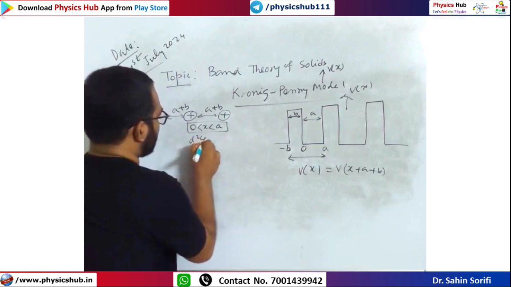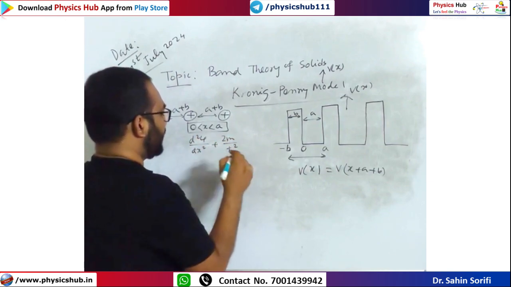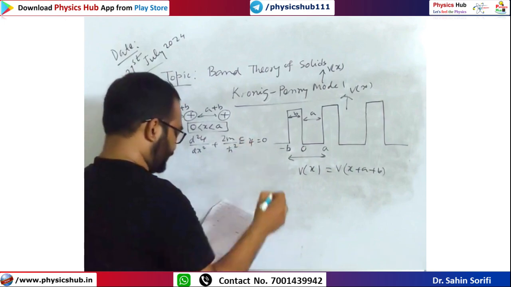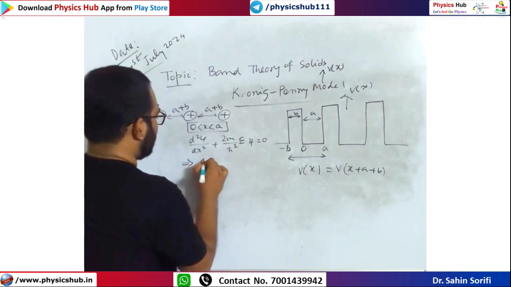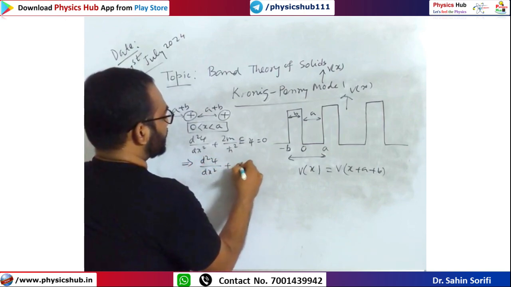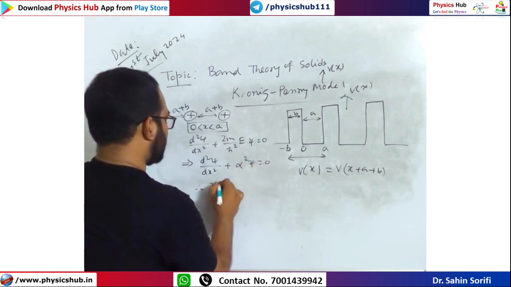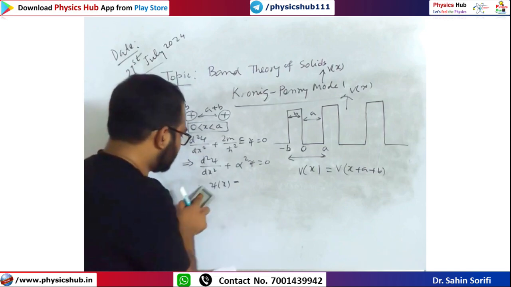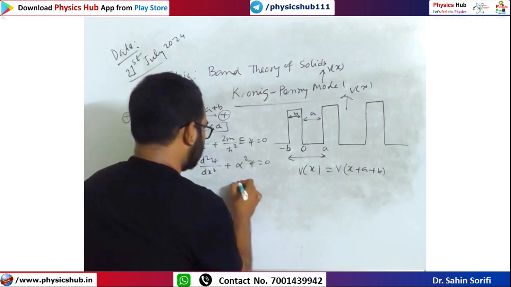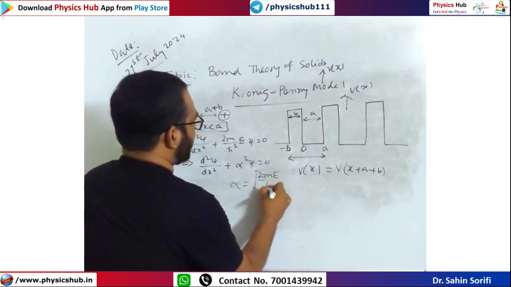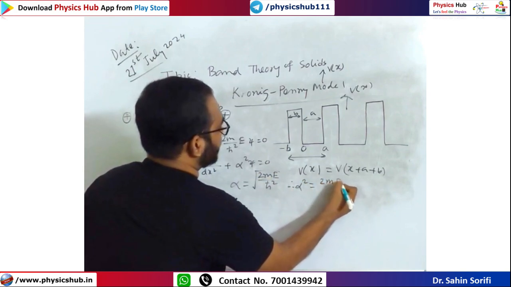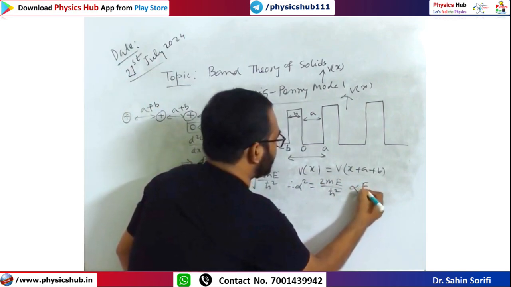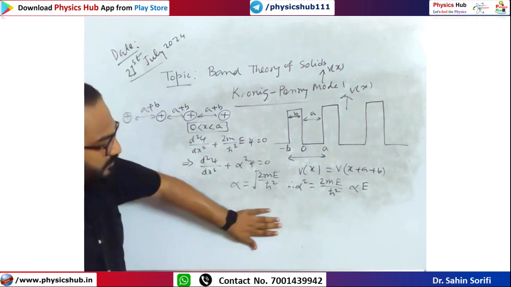So here we will get d square psi by dx square plus twice m by h cut square E psi is equal to 0, and we write it as d square psi by dx square plus alpha square psi equals 0. Here alpha is root over twice m E by h cut square, or alpha square is equal to twice m E by h cut square. This is a very important parameter, alpha square, and you can see it is proportional to the energy. So whenever you see alpha, you can correlate with energy.